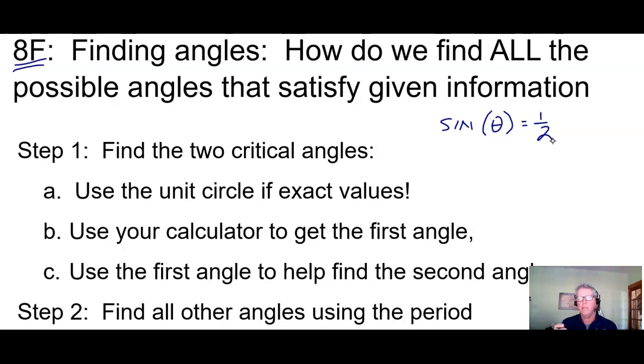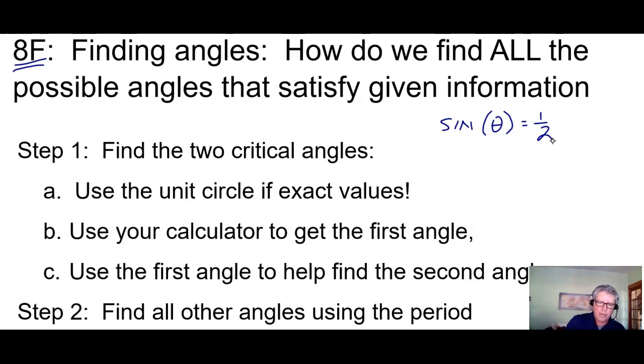Now, if I say all of them, there's a lot, right? The sine of 30 degrees, well, what about 150 degrees? So there's those two. But then couldn't you add and subtract 360 degrees from those over and over again? That's all there is to it.